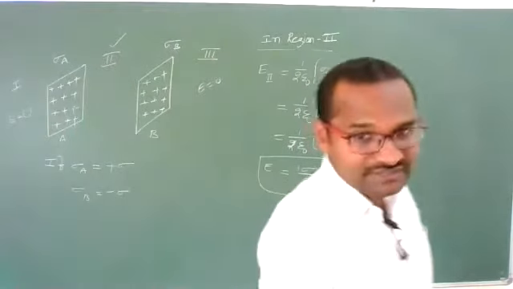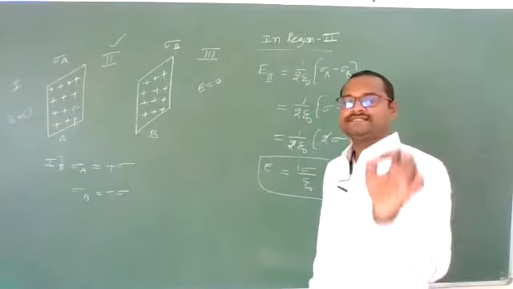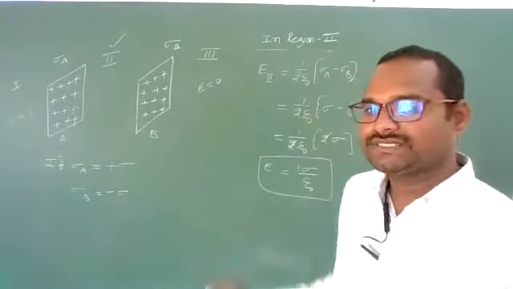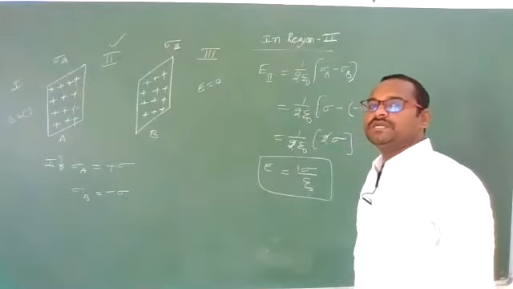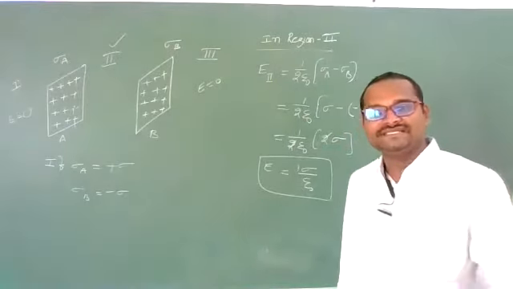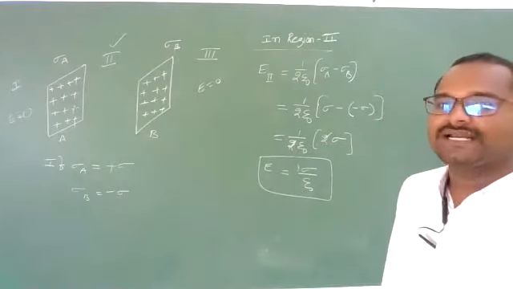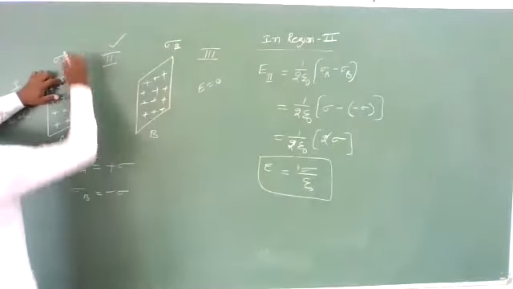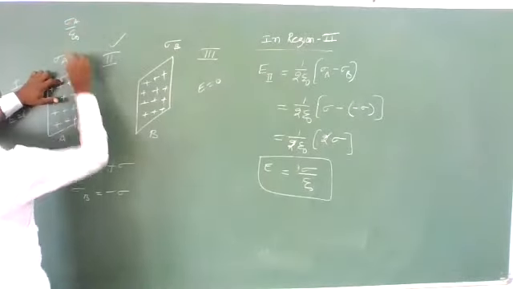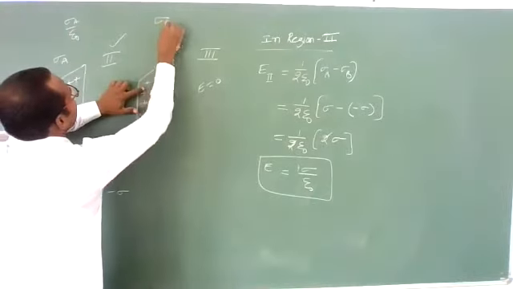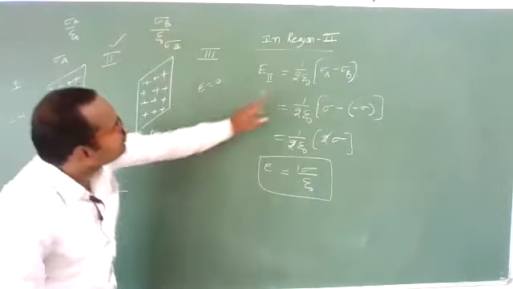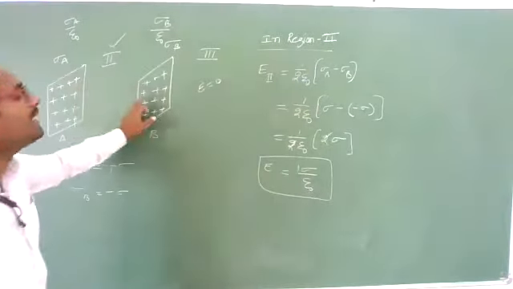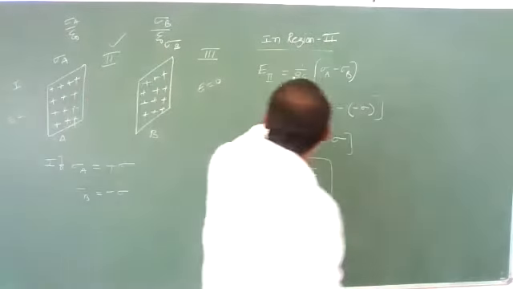Okay, and this is for sheets of charges. I have not considered them as conductors, just sheets, I have told you. Now suppose these are conductors, then electric field due to sigma A is sigma A by epsilon naught. Electric field due to sigma B is sigma B by epsilon naught. That means these two will not be there. Are you understanding? If these two are conductors, then these two will not be there.